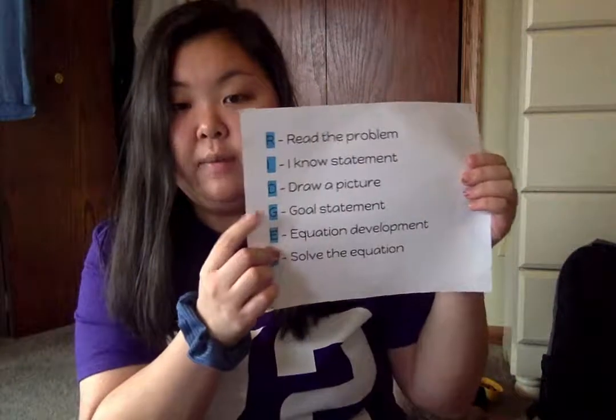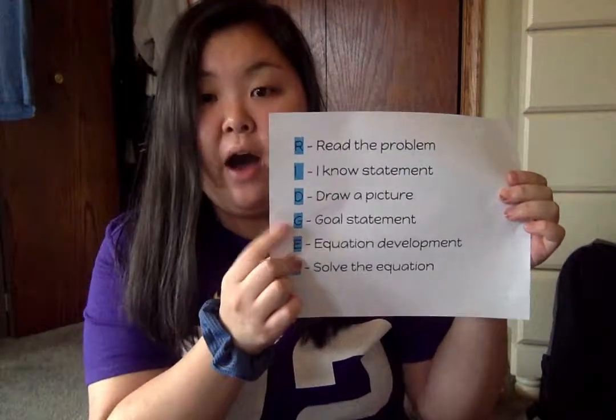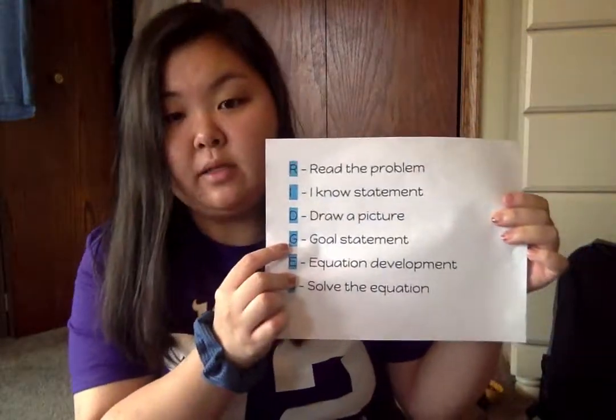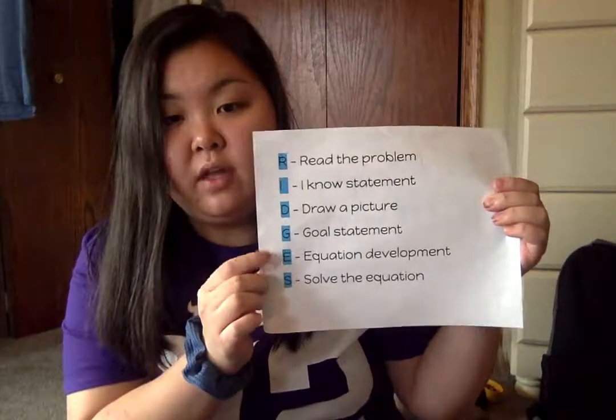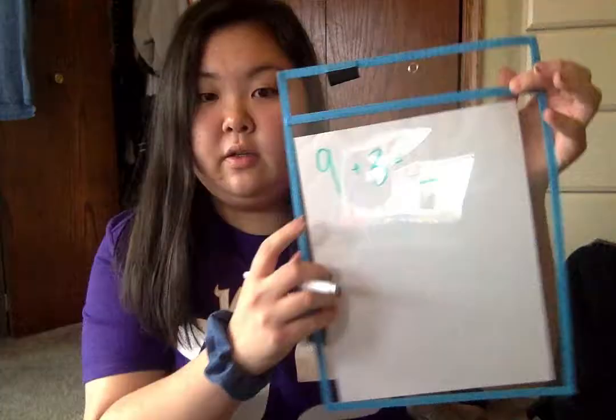So now let's go back to RIDGES and we need a goal statement. So we need to figure out how many groups of 3 can be made with Molly's dolls. Now let's develop our equation. So we need to add together the 9 dolls that Molly initially started out with and the 3 dolls that her mom gave her. So we need to do 9 plus 3.